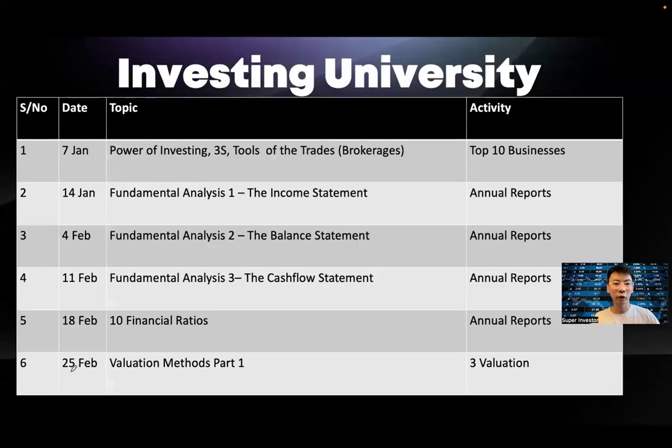So investing university, today we talk about, okay, not 10. In fact, we have 12 financial ratios or 12 numbers. Not all of them are ratios. And next week onwards, we'll be talking about valuation. After we find a good company, wow, 12 out of 12, 10 out of 12, 11 out of 12. When do we buy it? We can look at valuation.